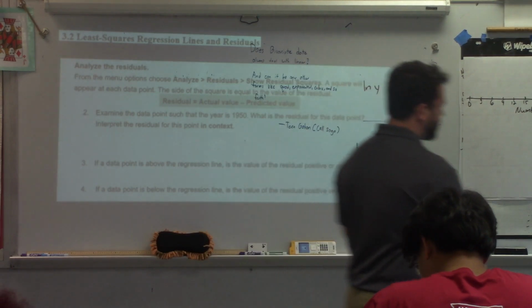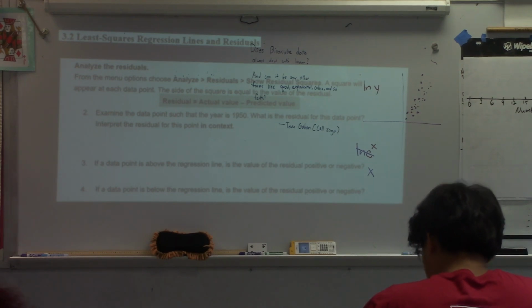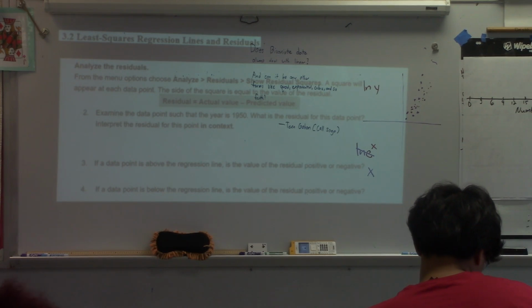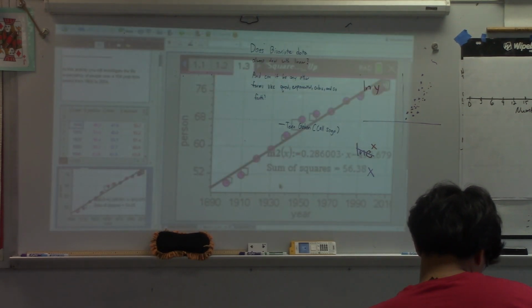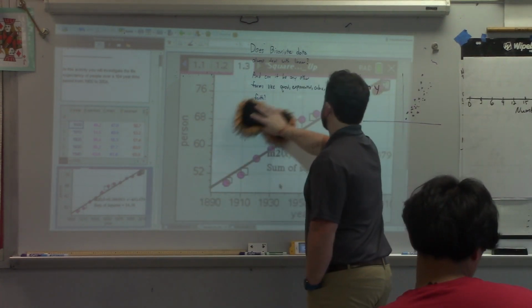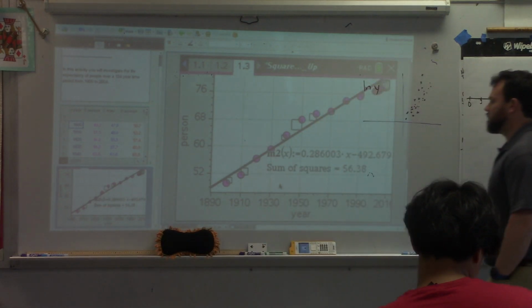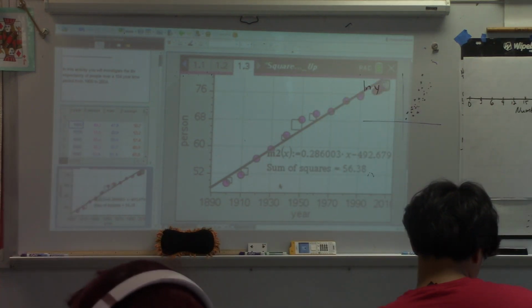Alright, a square will appear at each data point, and the area of the square is equal to the value of the residual. Examine the data point such that the year is 1950. What is the residual for this data point? And then interpret it in context. So we all may have different values there, because all of our lines are different. Can you hover it?